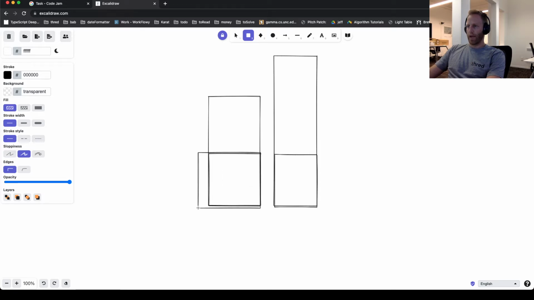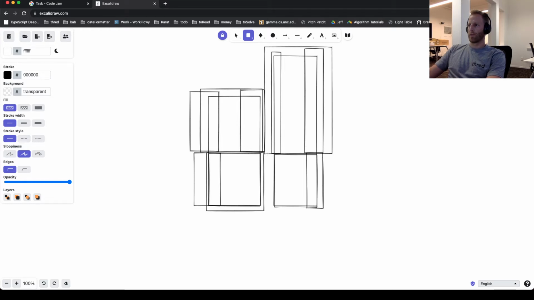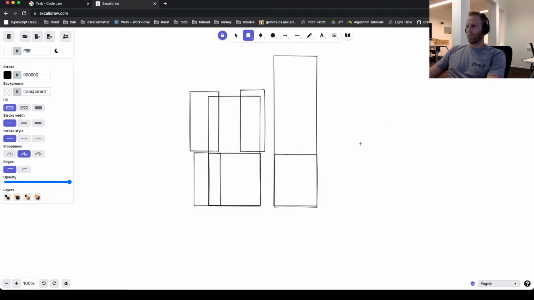So the answer will be twice: all of these, we have to add them once, and then we remove them here. So it'll be 2 times however high this is. And then we also have to add and remove this, so it'll be 2 times that. And then we have to add and remove these ones. So it's basically 2 times this plus 2 times this plus 2 times this. That seems pretty straightforward.